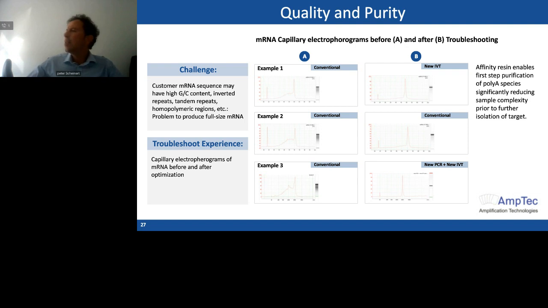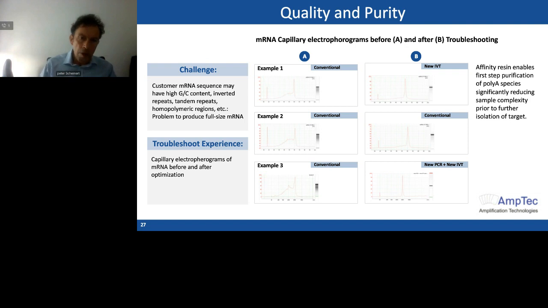And you can see in these three examples capillary electropherograms before and after optimization. On the left side, examples 1, 2, 3: three mRNAs which have a full-size part, but also a lot of smear, trailing, and non-molecular weight material, which would not pass our release criteria. On the right side, you see these mRNAs after optimization. So this is a very important aspect for us: the capability for optimization to achieve the best quality for customers' mRNAs.